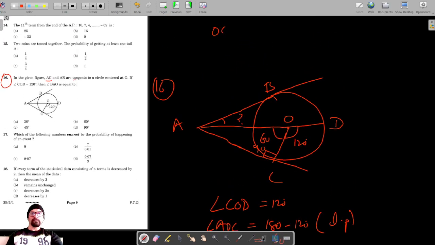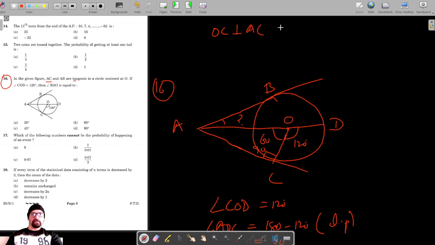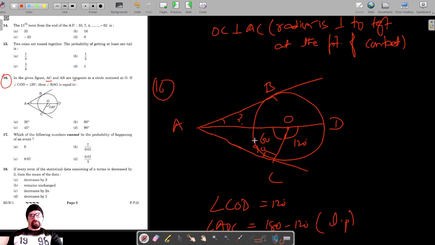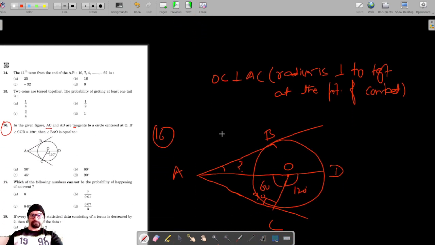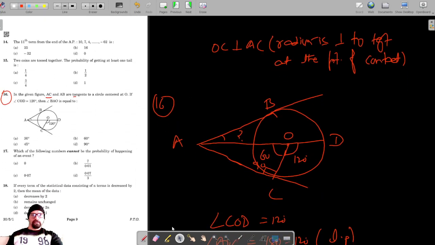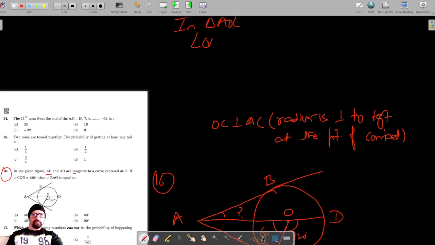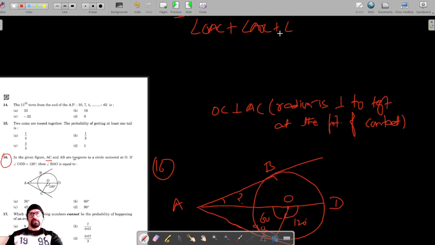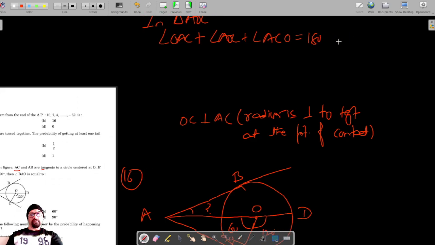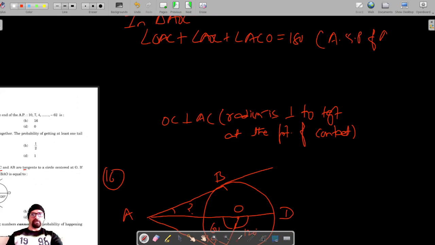So OC is perpendicular to AC because the radius is perpendicular to the tangent at the point of contact. And now, if we use the angle sum property in triangle AOC, in triangle AOC, angle OAC plus angle AOC plus angle ACO is equal to 180 degrees, and this is because of the angle sum property of a triangle.